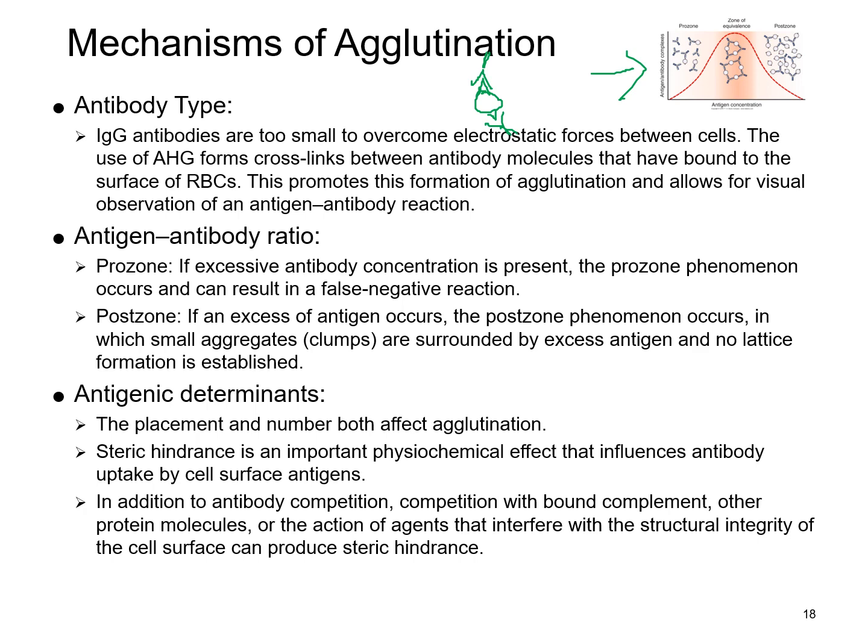Steric hindrance is an important physiochemical effect that influences the antibody uptake of the cell surface antigens. What happens here is you can have some dissimilar antibodies that have approximately the same binding constant, and they'll be directed against those antigenic determinants located on those cells, so the antibodies will start to compete for space, trying to make that reaction take place at those specific sites. They're basically just fighting over who's going to bind what first. In addition to that antibody competition, you can also have things like complement, other protein molecules, different things that can be affecting the surface of that cell, so it can produce that steric hindrance as well.